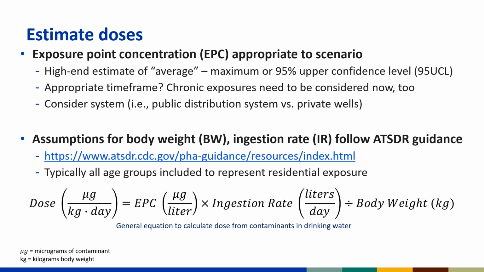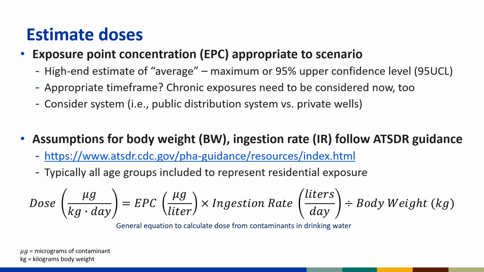ATSDR has guidance on appropriate exposure assumptions for various scenarios, which should be used to calculate doses for the scenarios at your site. The guidance is available on the resources page of ATSDR's online Public Health Assessment Guidance Manual on the ATSDR website. Although some sites may have special exposure populations, most sites will involve an assumption of residential type exposures, so all the standard age groups and assumptions would need to be included.